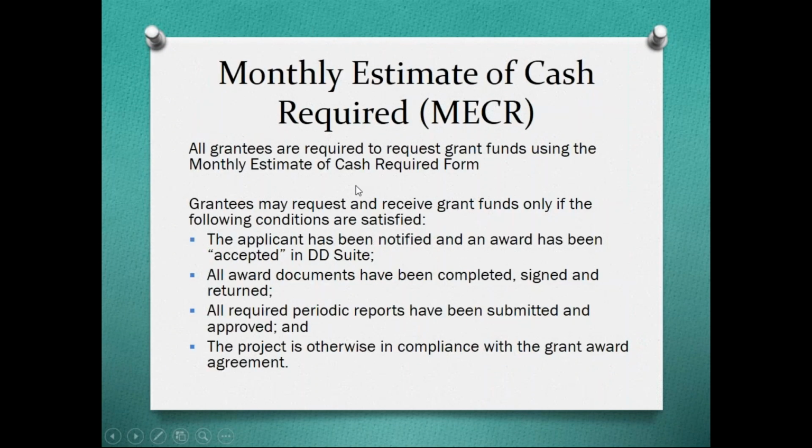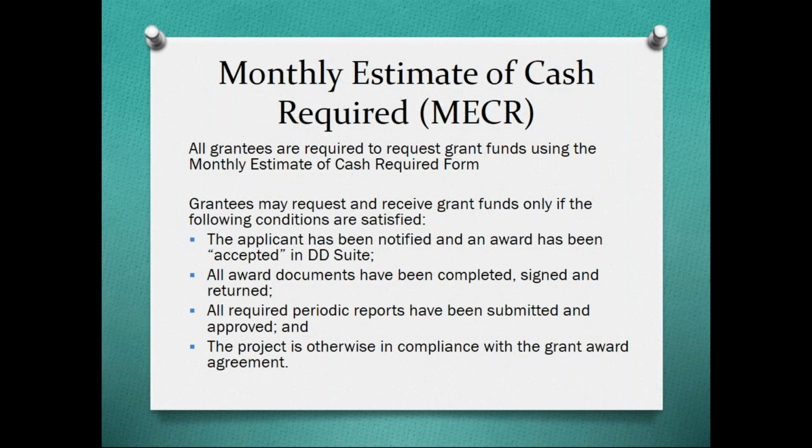All grantees are required to request grant funds using the monthly estimate of cash required form. The form requires grantees to enter information detailing the amount of grant funds received to date, the amount of grant funds received but not yet used, and the amount of grant funds needed for anticipated expenses. This information is required to ensure that grantees are only requesting enough funding to meet their immediate needs.